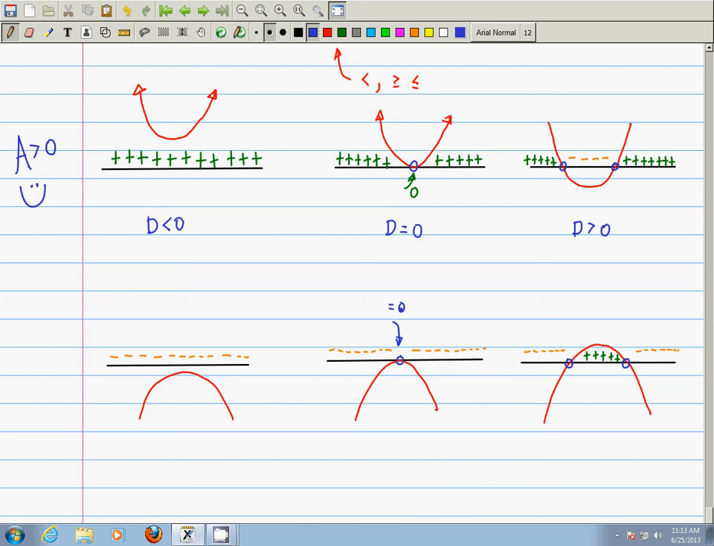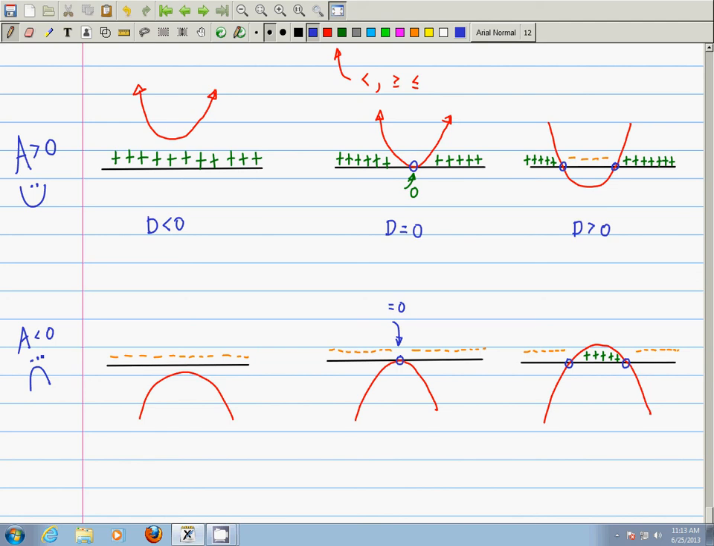So if you have a positive leading coefficient, then the parabola opens up. Okay, and then if A is negative, are negative people smiling or frowning? Frowning, right? So if the leading coefficient is negative, then it opens down. Okay, good. So any questions about these things before we get to actual solving these things? I just want to make sure you have a qualitative understanding of what's happening.